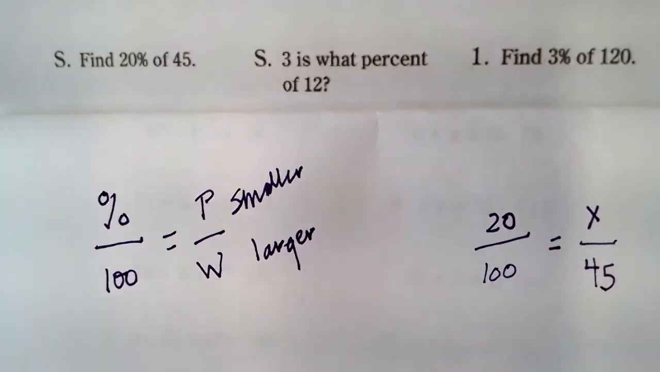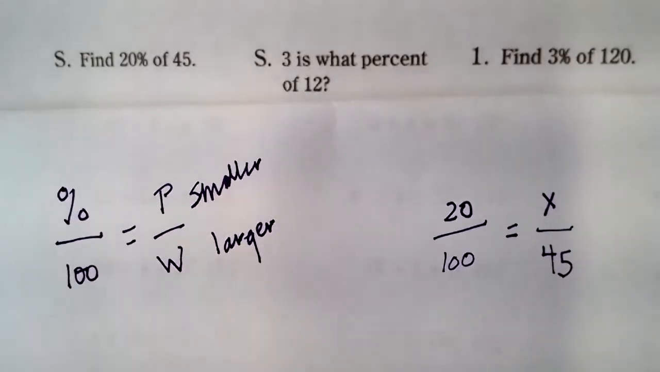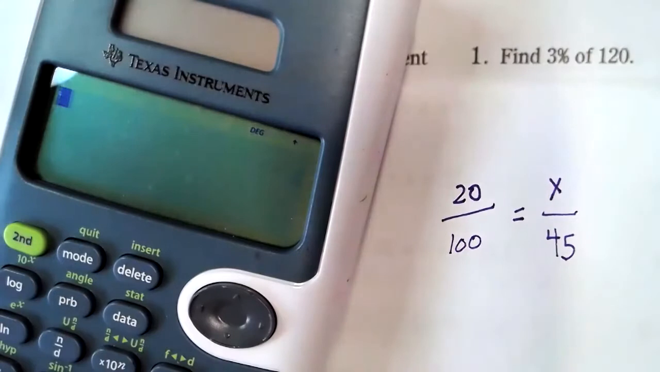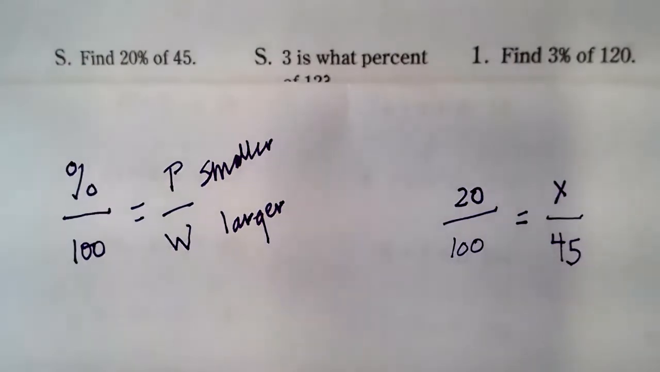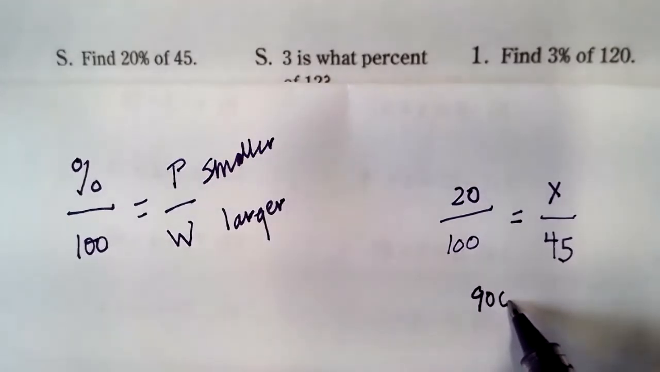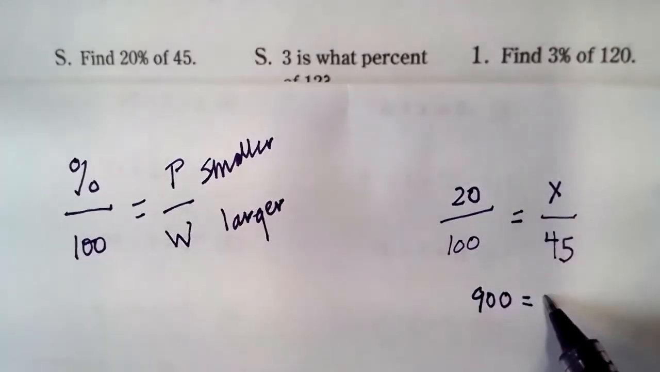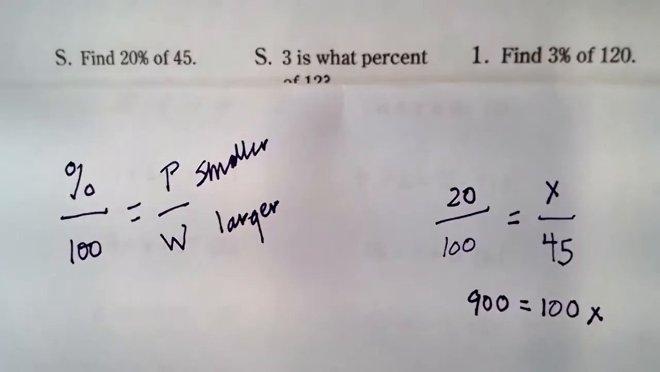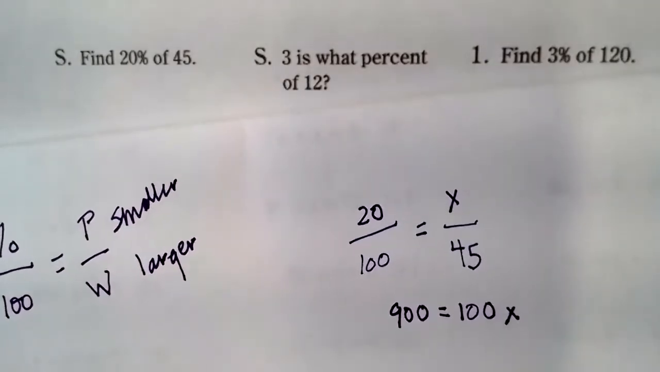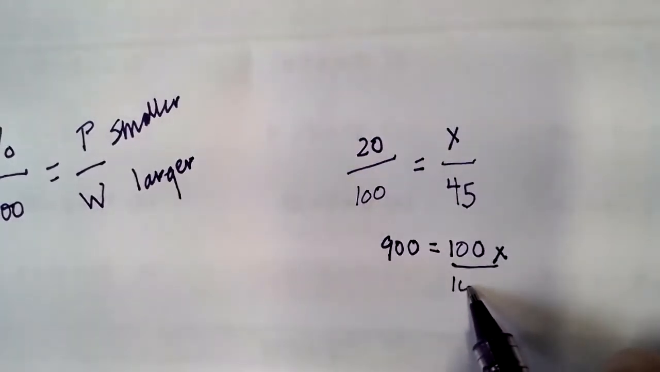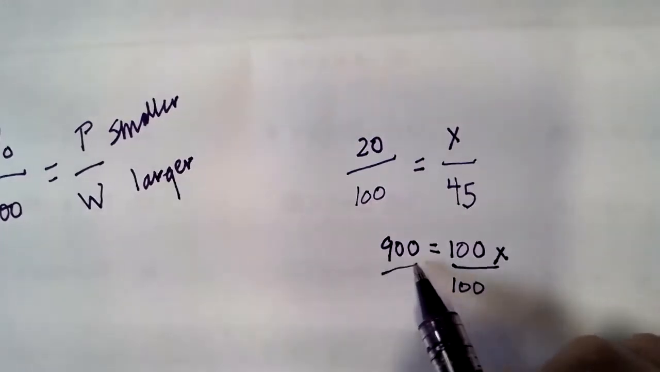Then you're going to cross multiply. And 20 times 45 is too big for me to do in my head. 20 times 45 is 900. So 900 equals 100x. This is an algebraic equation. So you find the x by getting rid of the 100. You divide that out. And whatever you do on one side, you do on the other.